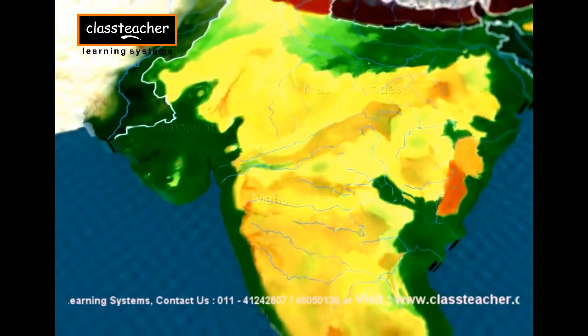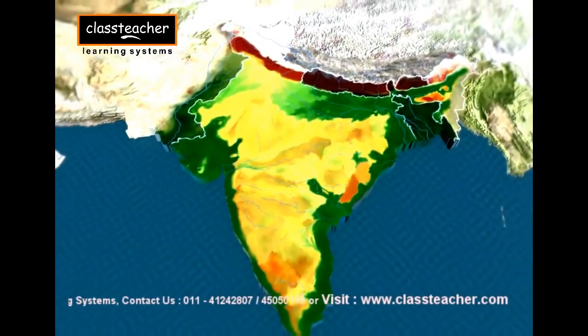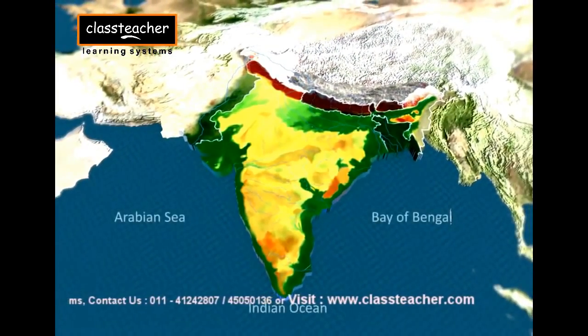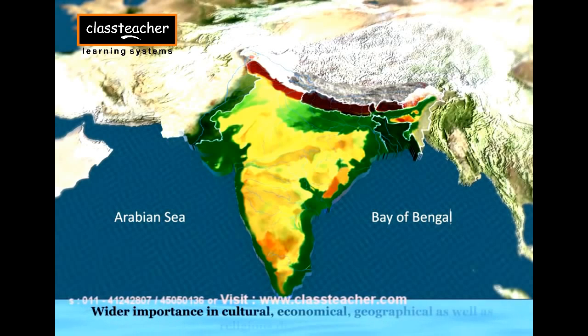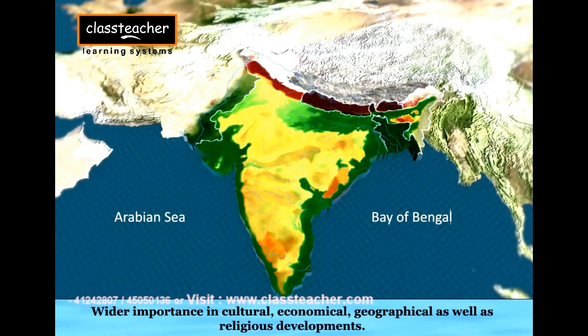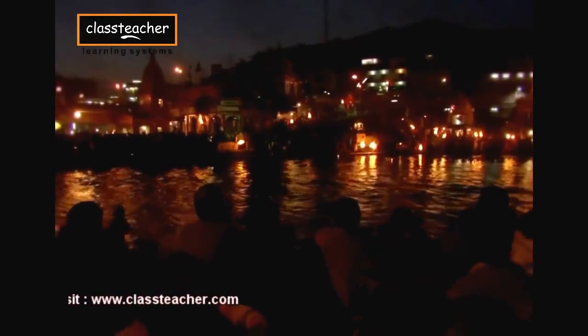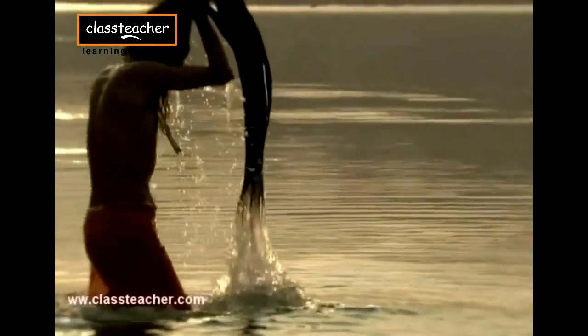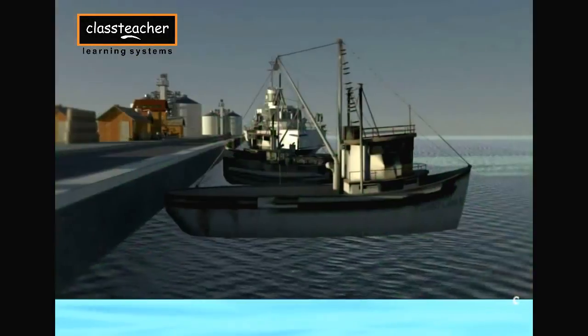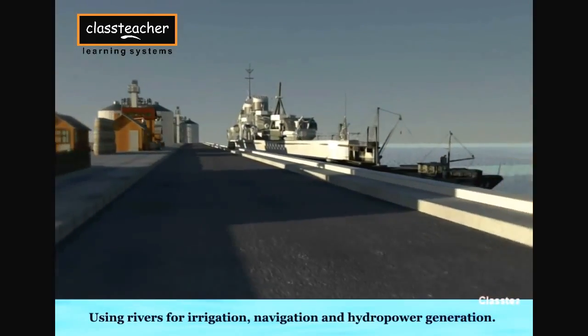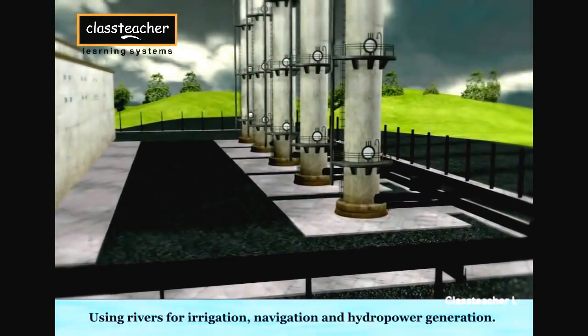Role of rivers in the economy. Rivers form one of the most distinctive features of India. Amongst its many geographical marvels, they also carry a wider significance in cultural, economic, geographical as well as religious developments. The rivers in India are considered as gods and goddesses. Rivers have been of fundamental importance throughout human history. Water from the river is a basic natural resource. Using rivers for irrigation, navigation and hydropower generation is of special significance, leading to a flourishing Indian economy.